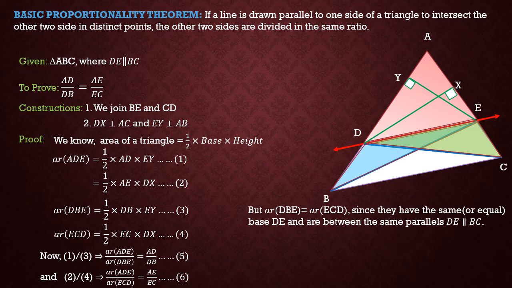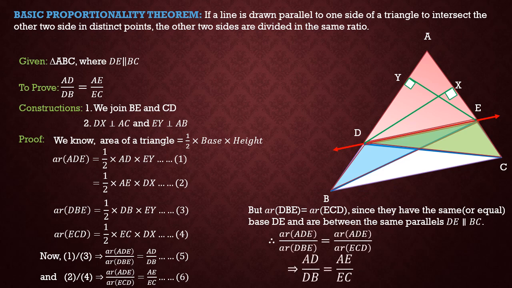Hence we have the left hand side, that is area of ADE by area of DBE equal to area of ADE by area of ECD, and which will give us AD by DB equal to AE by AC. Hence proved. So that is our basic proportionality theorem, which says that if a line is parallel to one of the sides of a triangle, then the intercepts, that is AD by DB, will be equal to AE by AC.